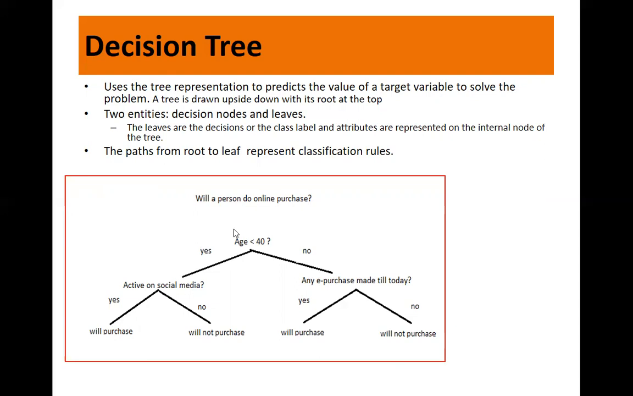So what is the problem? Will a person do an online purchase? This is my class label, whether he'll do an online purchase or he'll not do it. The attribute used is the age. So here what we are doing: the age is used to check if age is less than 40, yes, then you check whether the person is active on social media. If age is greater than 40, then you check whether he made any e-purchase till today or not.